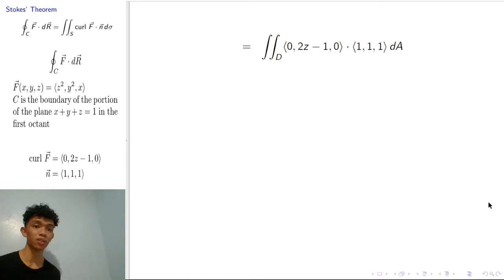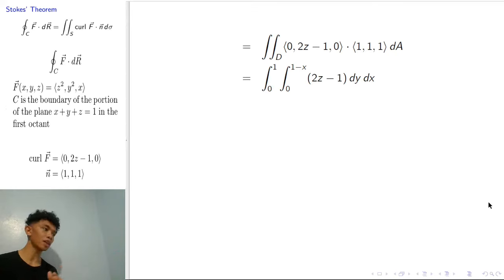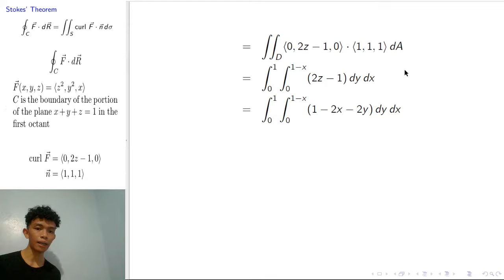D here is the projection of your solid onto the xy plane. So what we have here for your dot is 2z minus 1, and the projection of your solid onto the xy plane is just the triangle bounded by the x and the y axis and the line y equal to 1 minus x. So in terms of double integrals, that projection is given by 0 to 1 for x and 0 to 1 minus x for y. So we get 2z minus 1, but we want an integral with variables x and y only, so we replace z by 1 minus x minus y. So you'll get 2 minus 2x minus 2y minus 1, which simplifies to 1 minus 2x minus 2y.